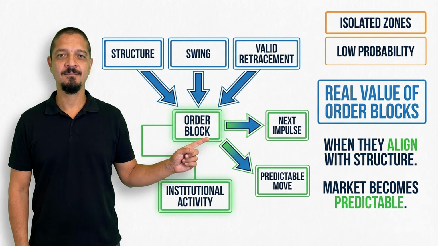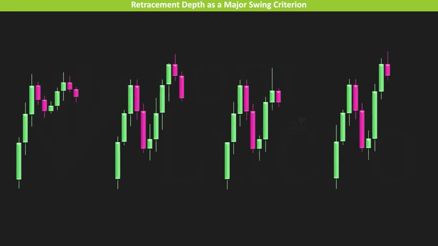With that in mind, order blocks help us understand where strong institutional activity has taken place, but their real value comes from how they align with structure, swings, and valid retracements. When these elements work together, the market becomes significantly more predictable. Now take a look at these examples.